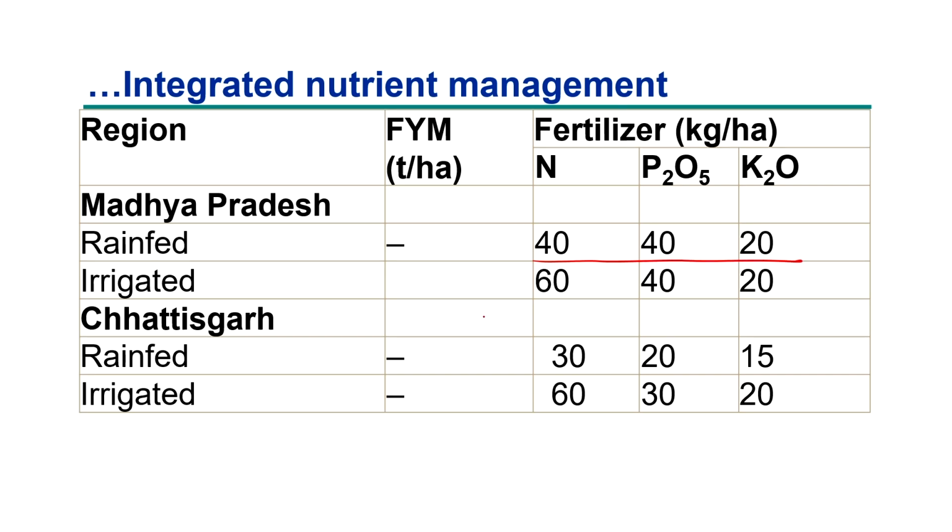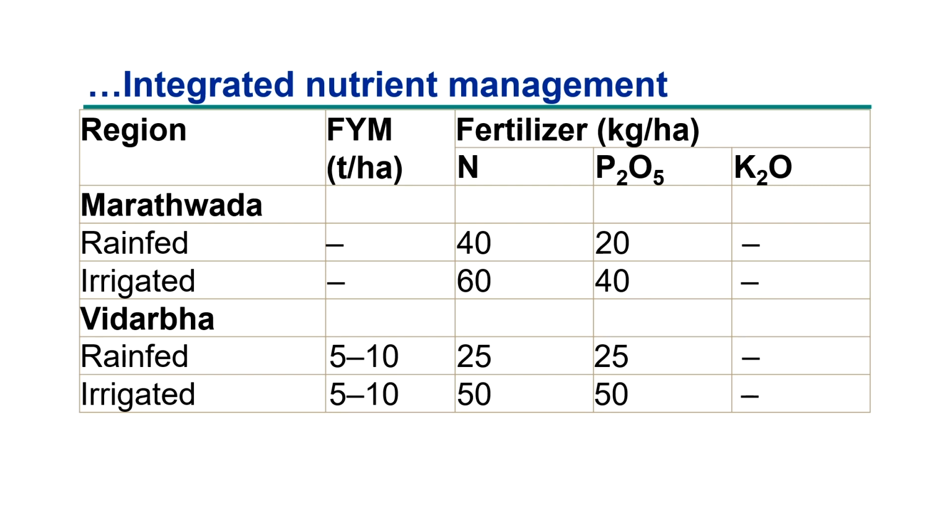For irrigated conditions of Madhya Pradesh, 60-40-20 kg N, P2O5 and K2O per hectare. For Chhattisgarh, rain-fed 30-20-15. For irrigated condition of Chhattisgarh, 60-30-20. So these are the recommendations for these states. Now coming to Marathwada region, rain-fed 40-20 N and P2O5, no FYM, no K2O.